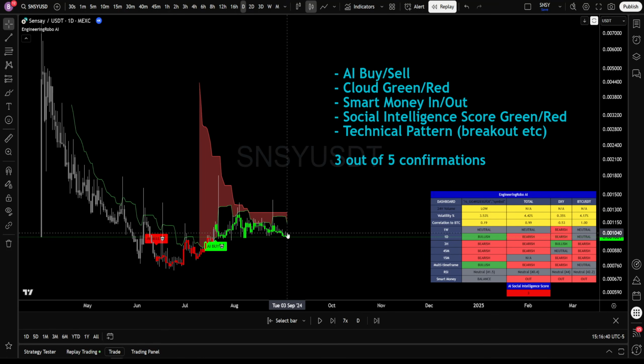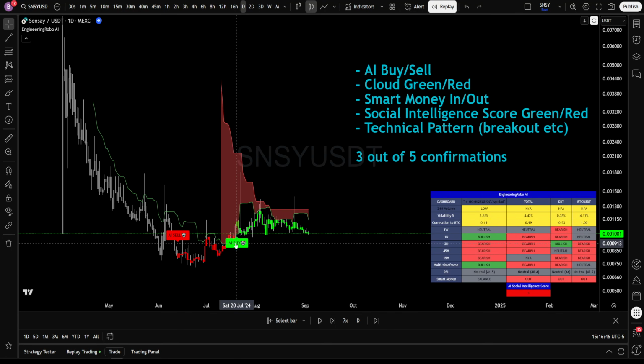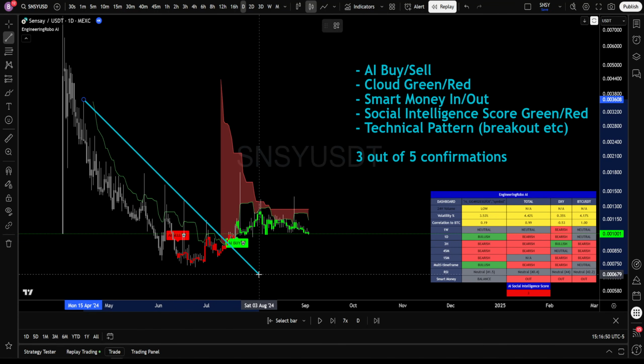Okay, so we're under the red cloud. We did have a buy signal here, but was this an actual good trade for us? Let's just see.